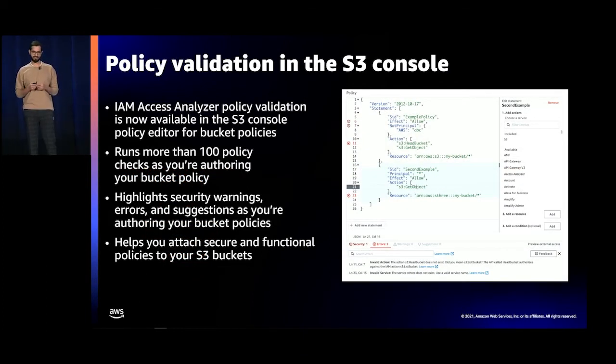Policy validation is turned on by default in the JSON policy editor, in the IAM console, and S3 console. In IAM console, you can view findings generated by the policy validation when creating a managed or inline policy for your IAM principals. In S3 console, you can view findings generated by the policy validation in the S3 policy editor when creating a bucket or an access point policy.